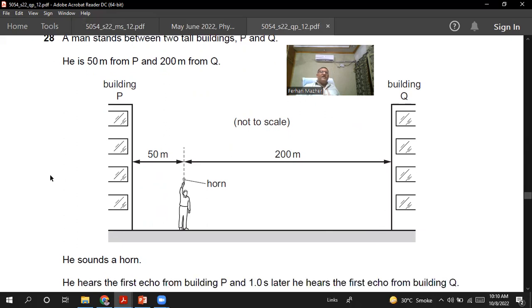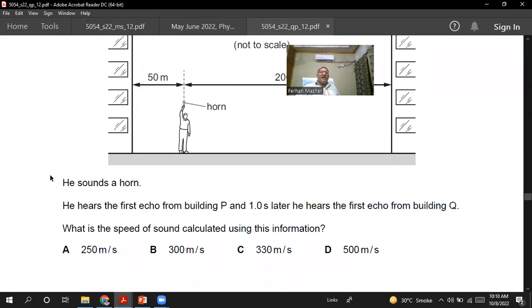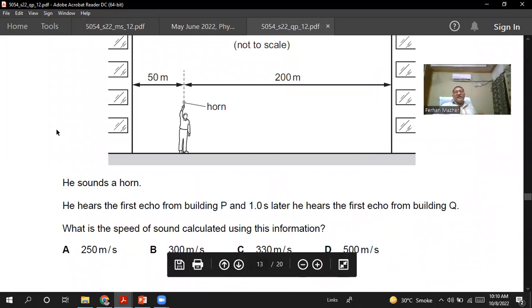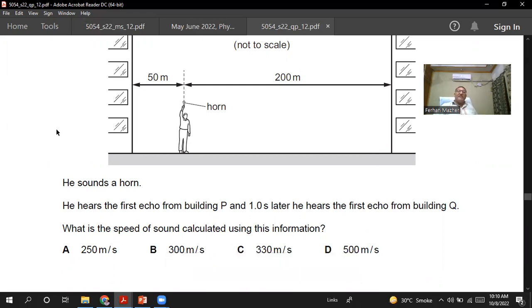So he sounds a horn. Their question is, he sounds a horn. He hears the first echo from building P and 1 second later, he hears the first echo from the building Q. What is the speed of the sound calculated using this information?